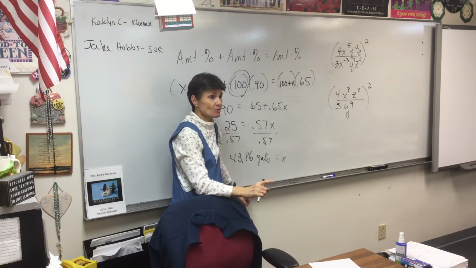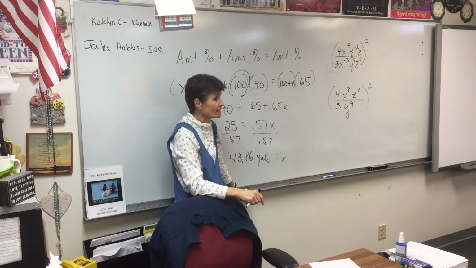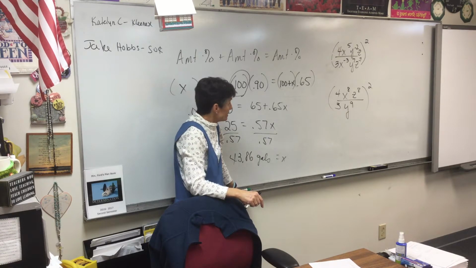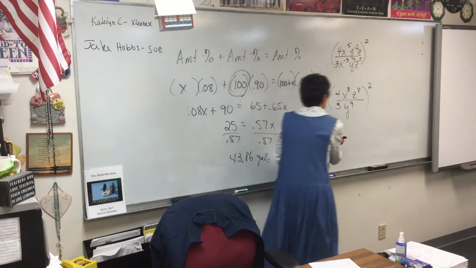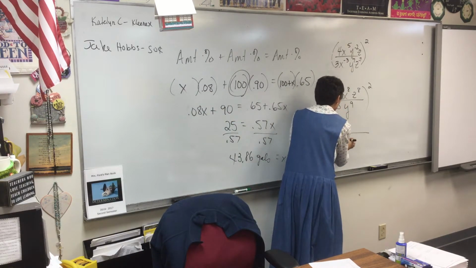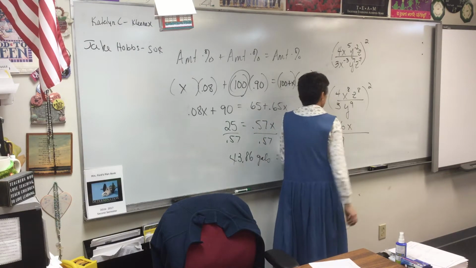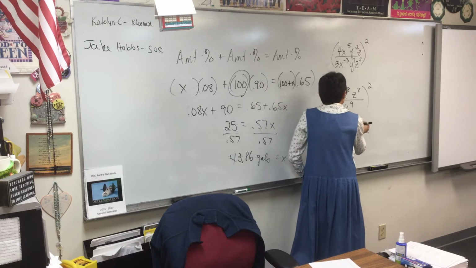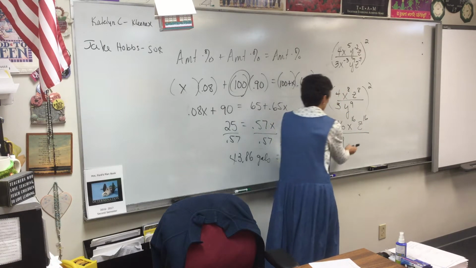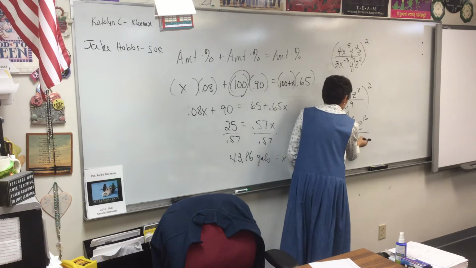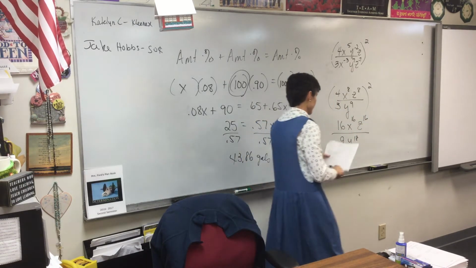That is not brain surgery. I'm just moving things around, right? Anything with a negative gets moved. Oh, now I gotta square the whole thing. So I have a 16 and a 9. And then X to the 16, Z to the 16, and Y to the 18. Done. Very, very good.